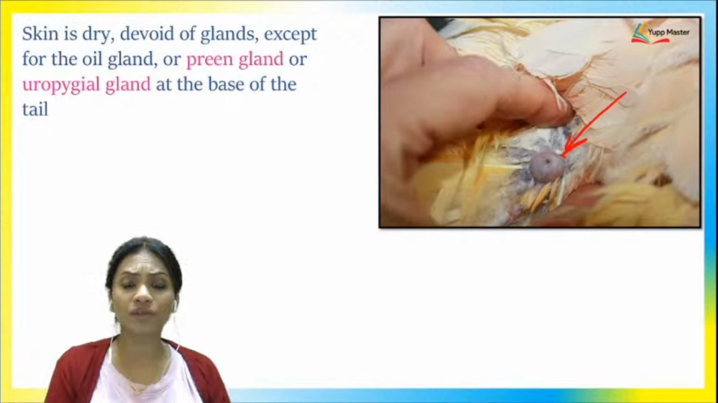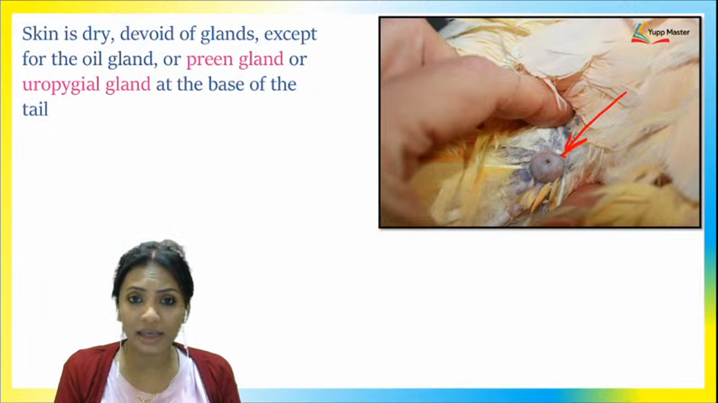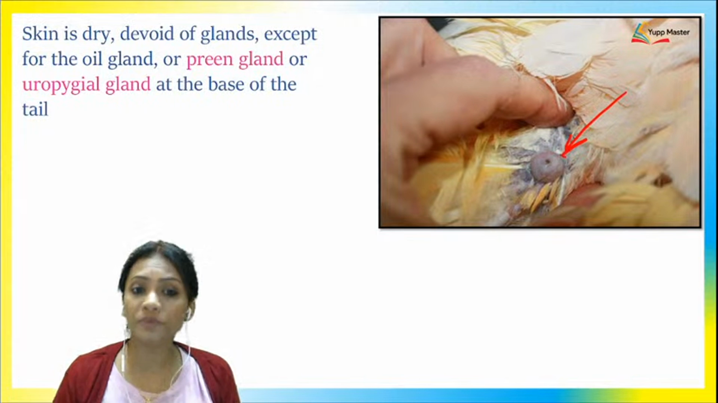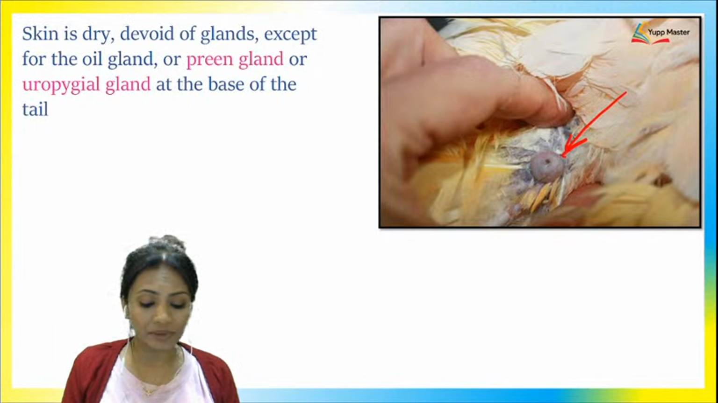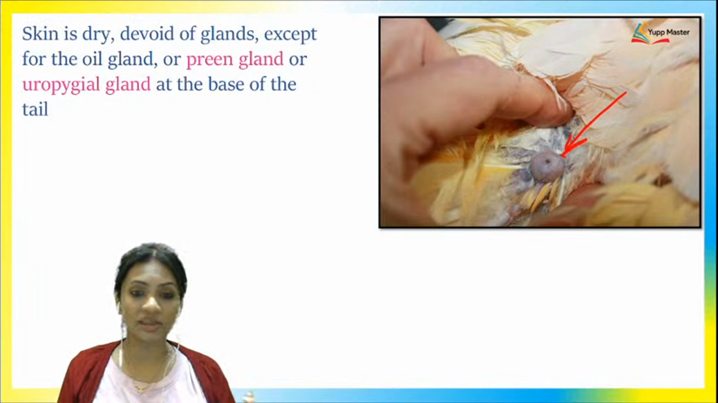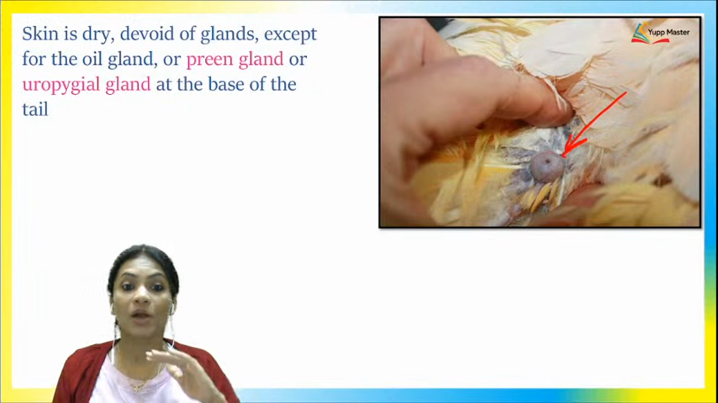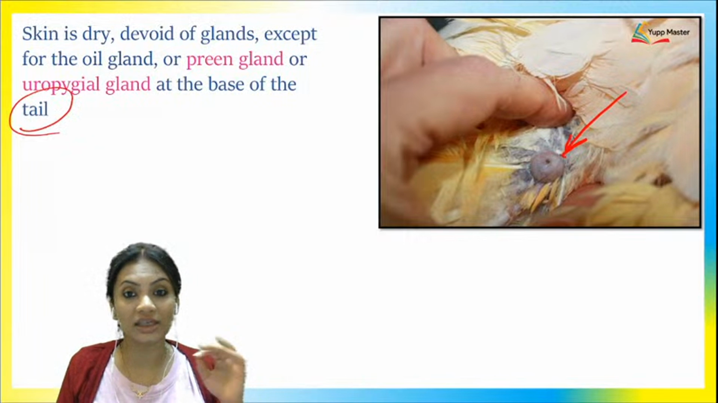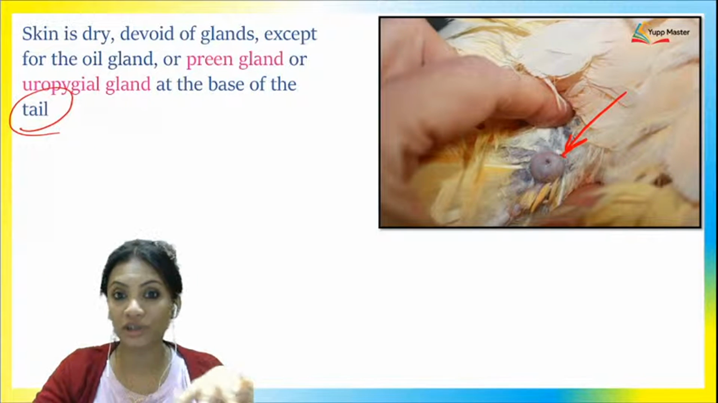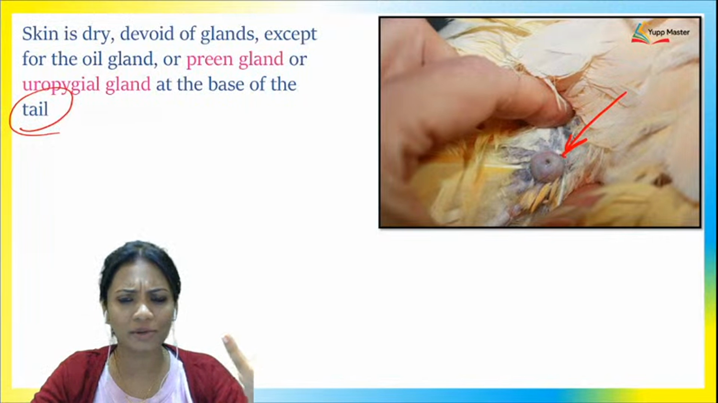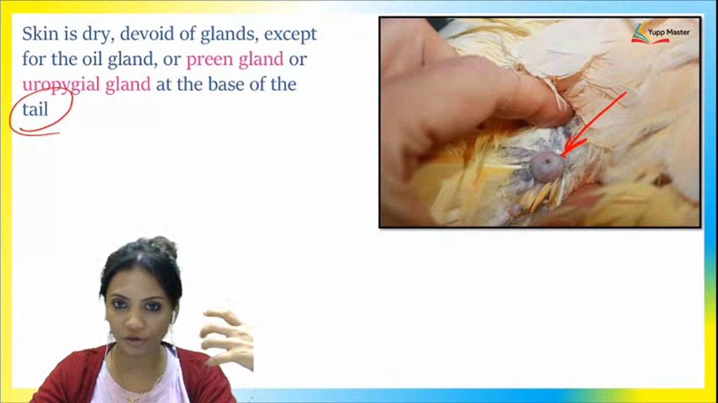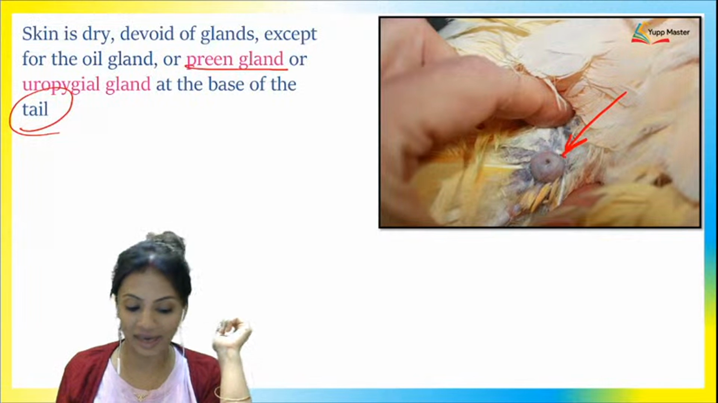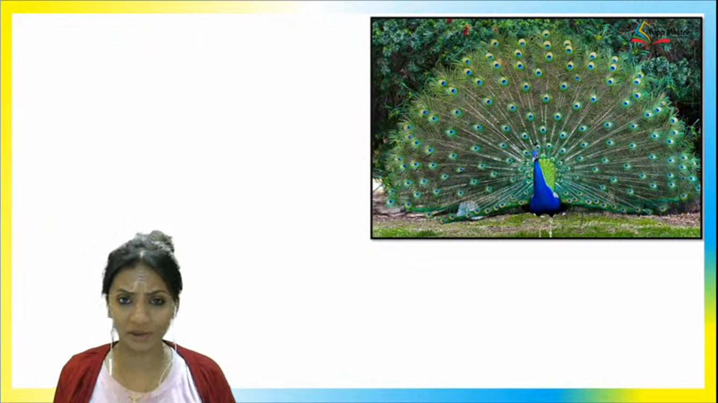This oil gland of the birds can be called the preen gland, or you may also call it the uropygeal gland. These preen glands are the ones responsible for secretion of oil. Where are they present? They are present at the base of the tail region. I told you that they have a very rudimentary tail, so you will not be able to see it, but at the base of that region is where you can find this oil gland, also called the preen gland. All right, are you all with me still?